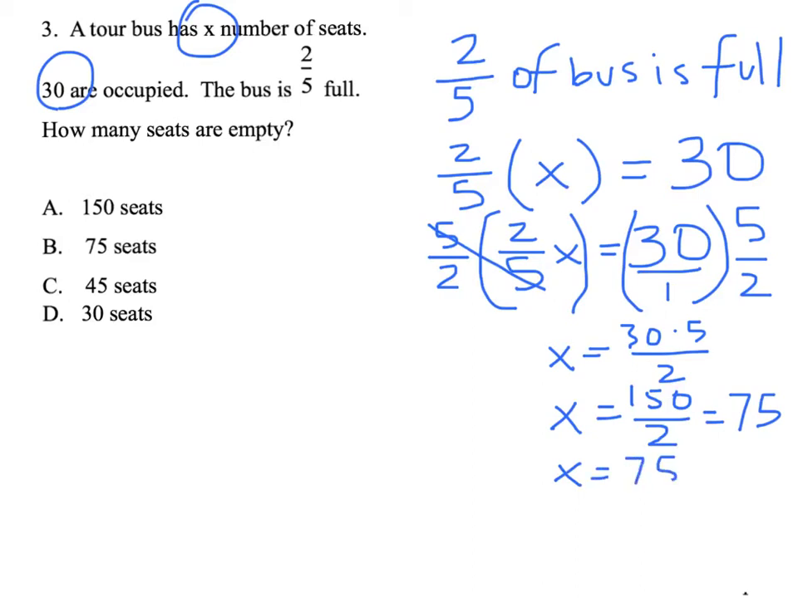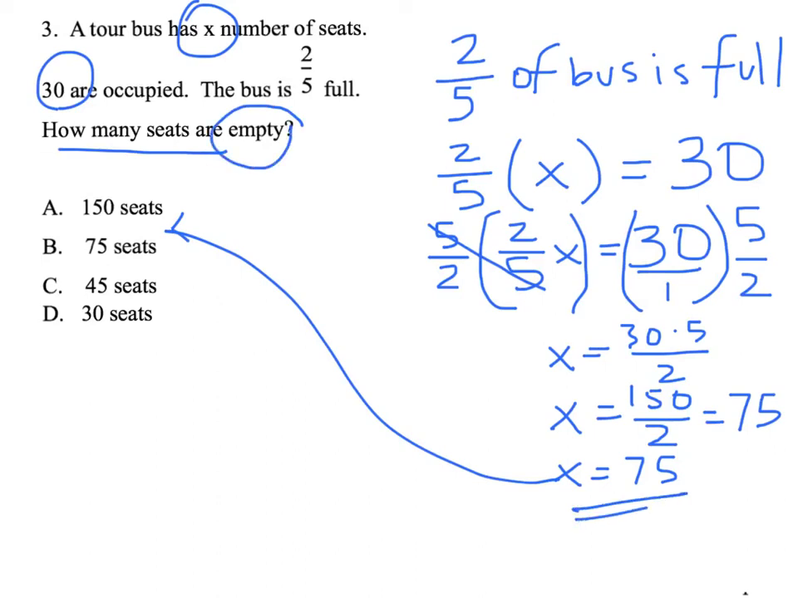And since this is a multiple choice question, it's kind of hard because you see the answer right there, B, 75 seats. But again, I always stress you need to go back and reread the question that is being asked. It says how many seats are empty. And what did X stand for? X stood for the number of seats on the bus. But you know 30 are occupied.